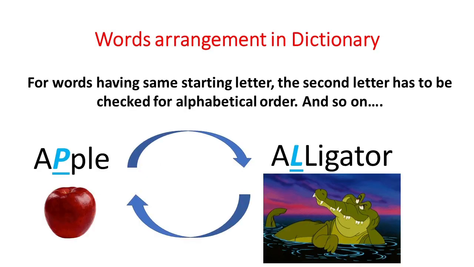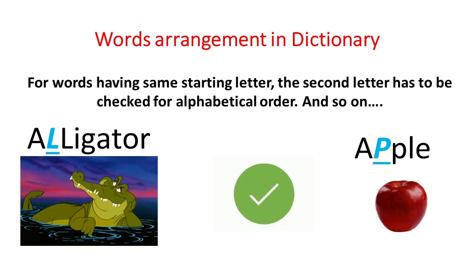For the words having the same starting letter, we have to consider the second letter to check for its order in the dictionary. For example, the word apple and alligator have the same starting letter A. So we have to check the second letter. P in the case of apple and L in the case of alligator. The letter P comes after L in the alphabetical order. So the word alligator will be before the word apple in the dictionary.